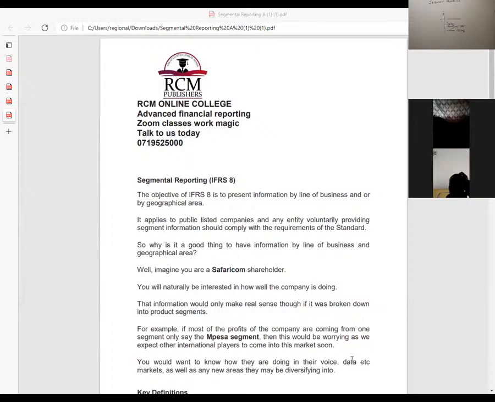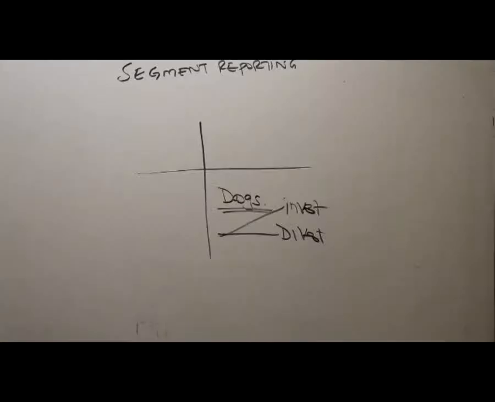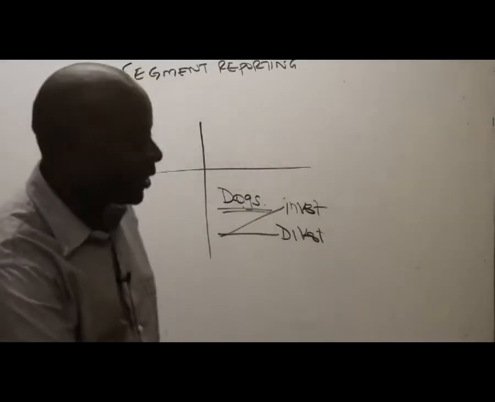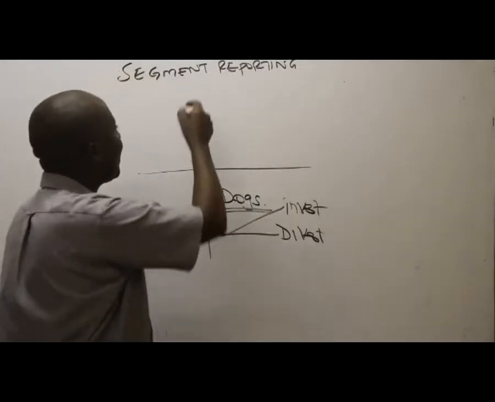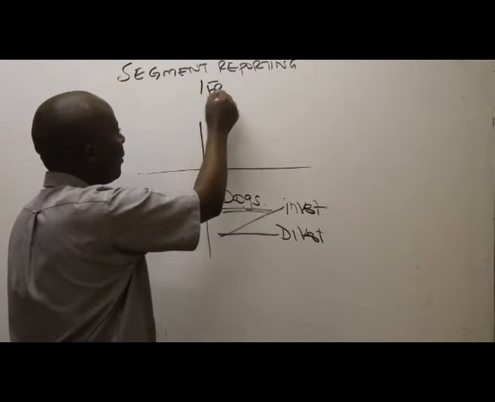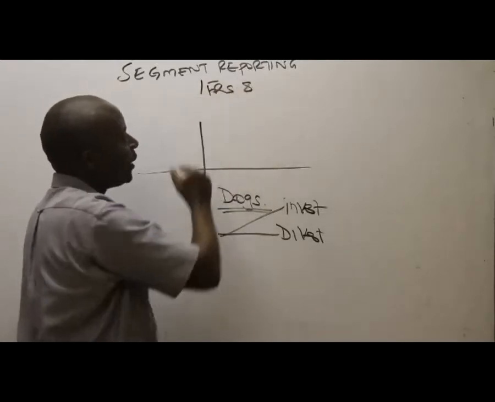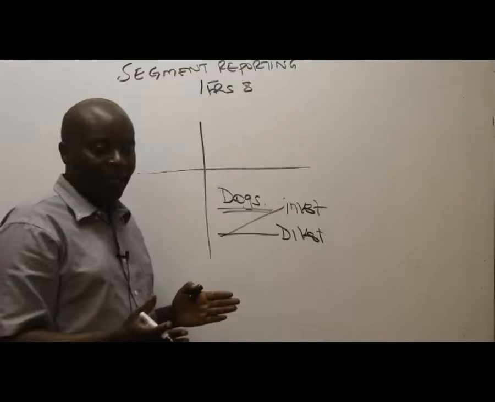So we have here segmental reporting. Segmental reporting is basically IFRS 8. So when you talk of segmental reporting, it is what IFRS 8 wants us to be presenting. It's important.